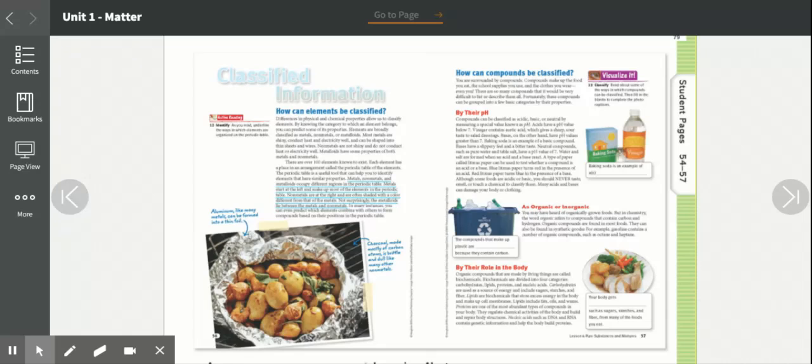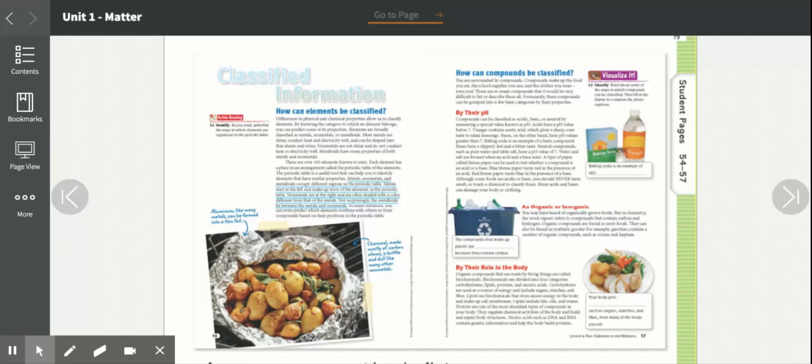By the role in the body. Organic compounds that are made by living things are called biochemicals. Biochemicals are divided into 4 categories: carbohydrates, lipids, proteins, and nucleic acids. Carbohydrates are used as a source of energy and include sugars, starches, and fiber. Lipids are biochemicals that store excess energy in the body and make up all cell membranes. Lipids include fats, oils, and waxes.